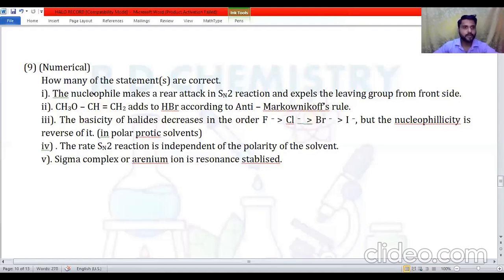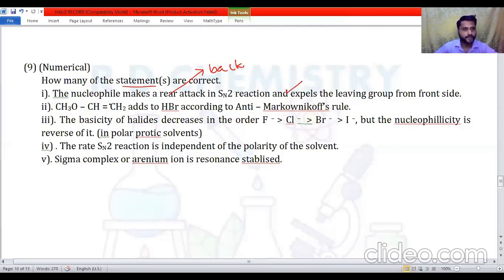Question number 9, numerical type question. How many statements are correct? Statement A: the nucleophile makes a rear attack in the SN2 reaction and expels the leaving group from the front. Rear means a backside attack. In the SN2 mechanism, the nucleophile attacks the carbon atom opposite to the halogen group. It is a correct statement.